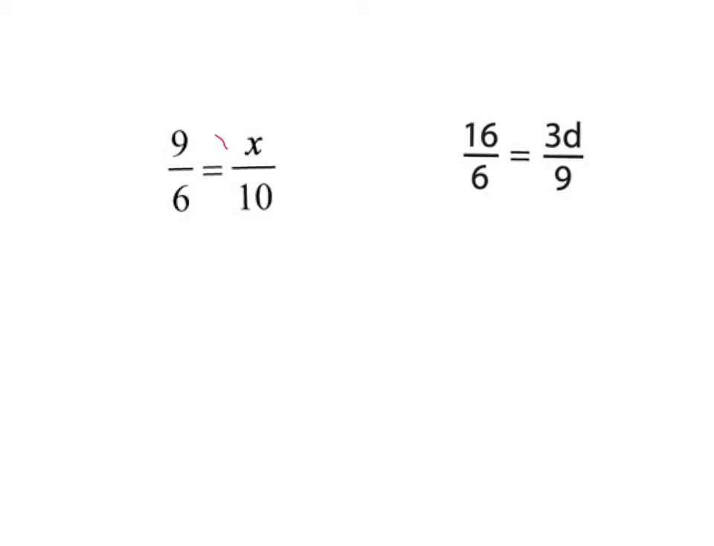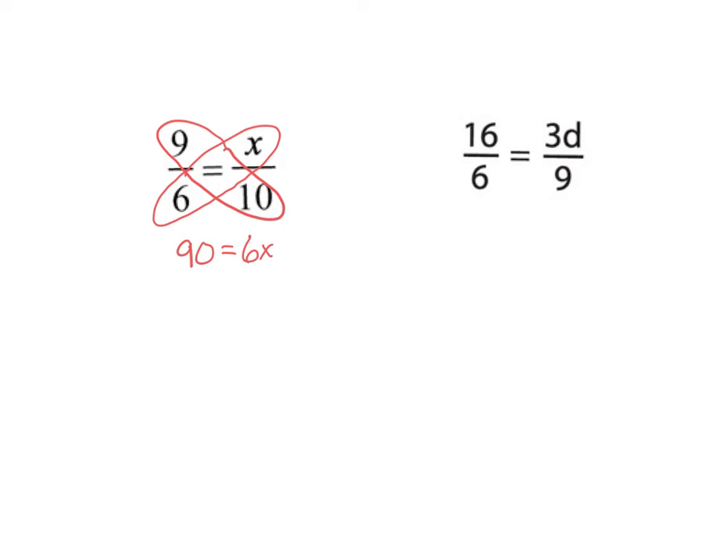So I'm going to multiply diagonally my 9 times my 10, which is 90. Remember that equal sign goes in the middle. And where does my other side come from? Well, it comes from the other direction. 6 times x is 6x. So cross multiplication gave me this equation that I know how to solve.